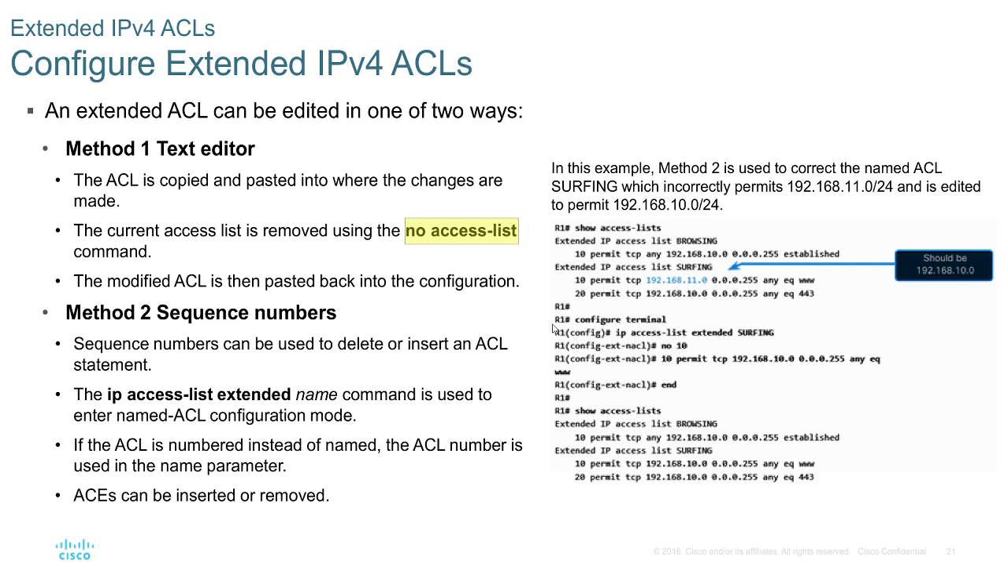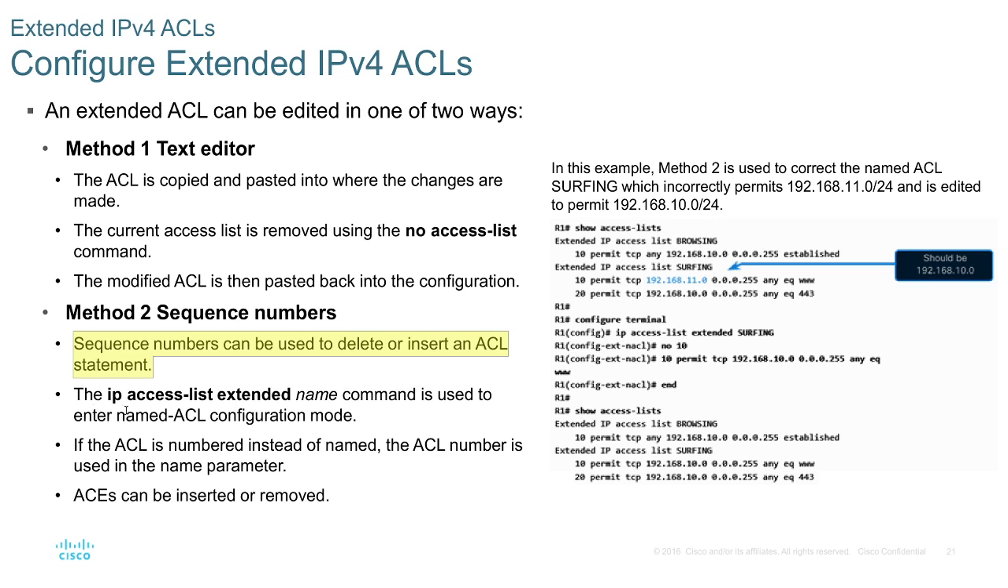Or the second option that we can have is using the sequence number. So we can use the sequence numbers that are there within the access list. For example, within a named access list, we can go into the access list itself and then say we want to remove the entry 10. So that will remove this entry. And then we will create a new entry 10 with that.